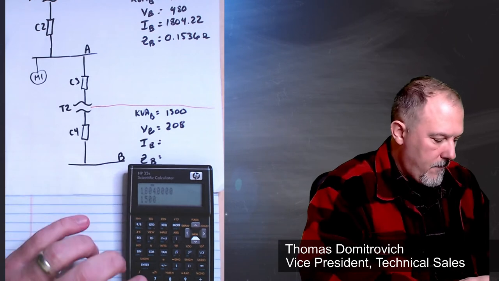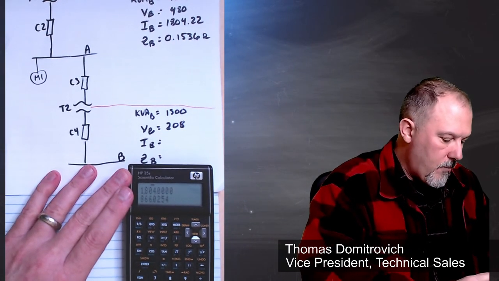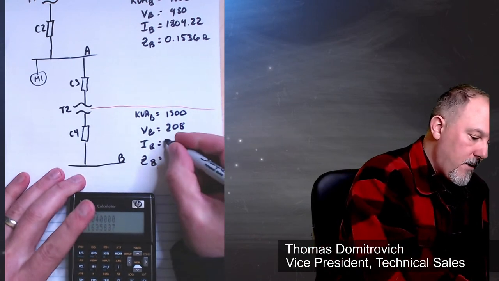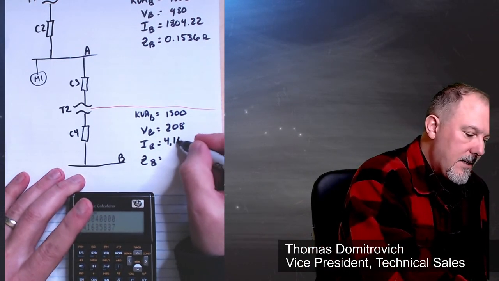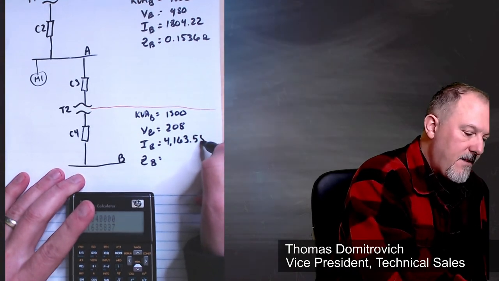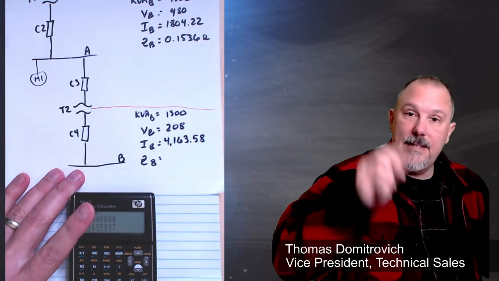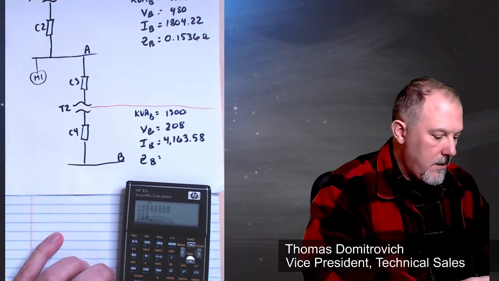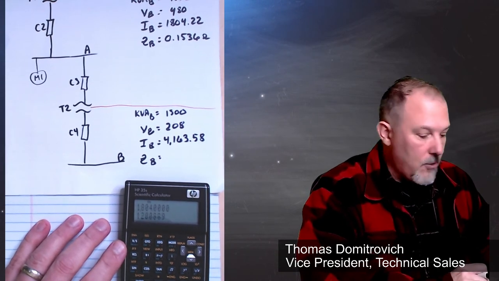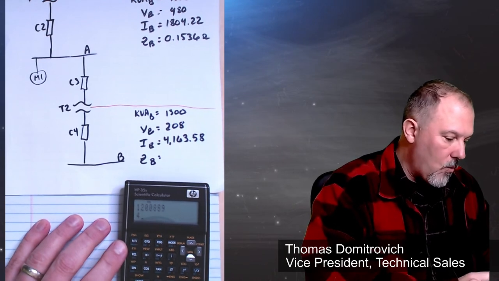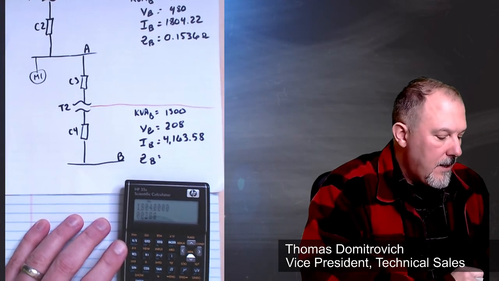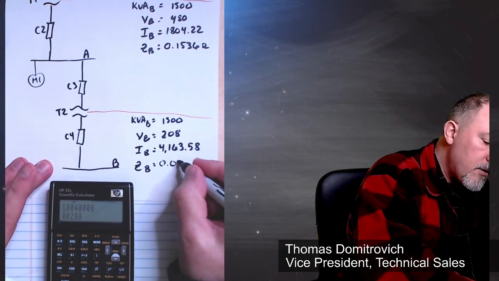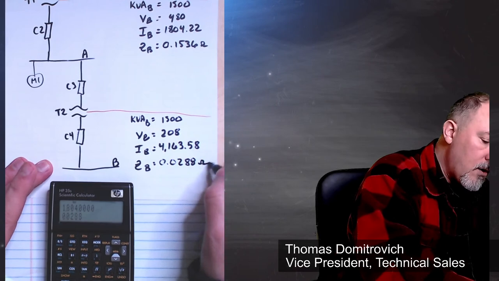1500. Enter. 3 square root divide. 0.208 divide. 4163.58. My Z base is, what is my Z base? Voltage over current. So 208, three phase, divide that by the square root of 3 to get it to single phase, and divide that by 4163.58. 0.0288 ohms. Okay.